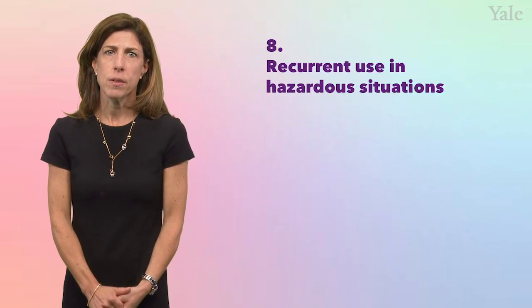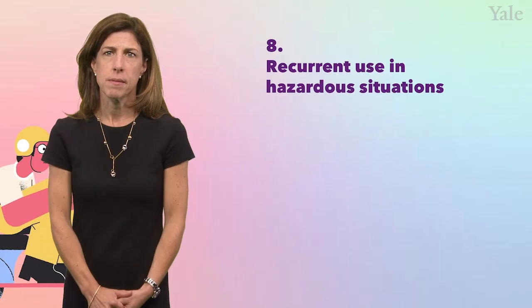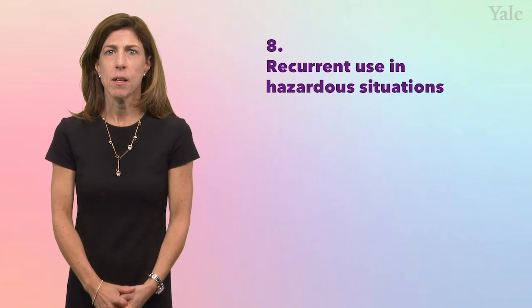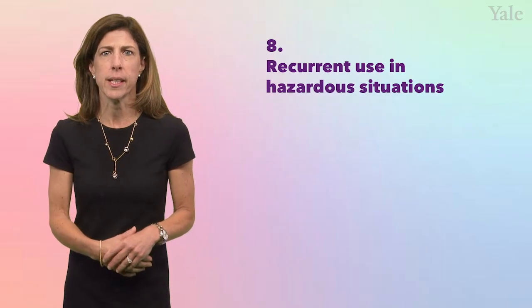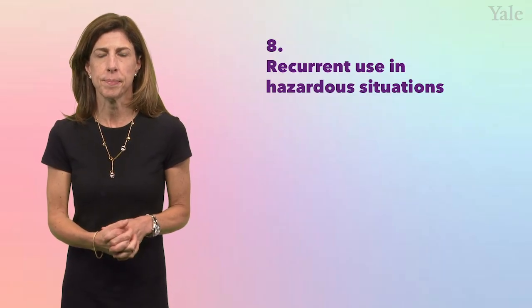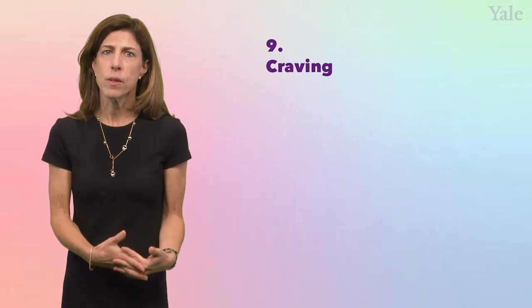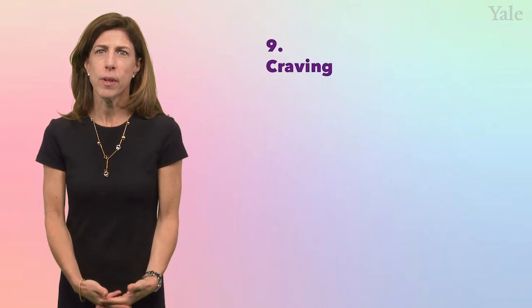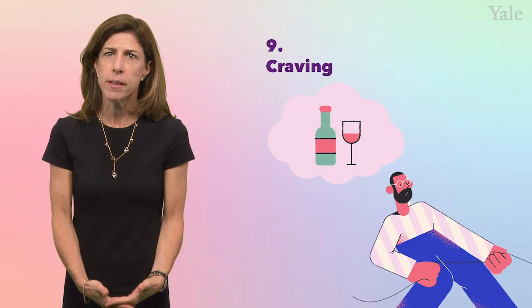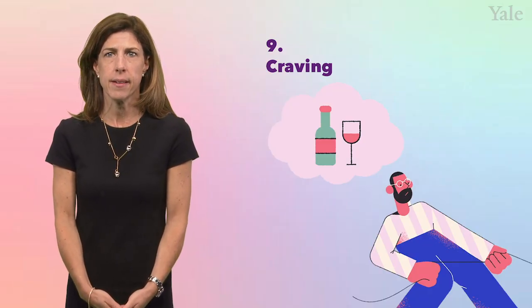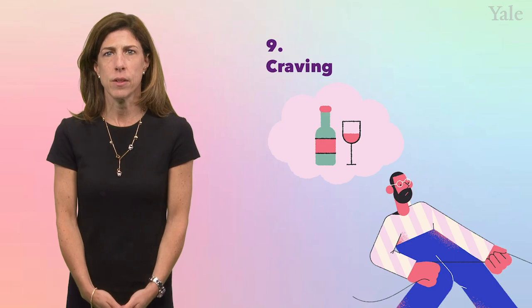Next, we have recurrent use in hazardous situations. Some examples would be driving or boating while intoxicated. It might be someone who's a roofer and is working at high heights while intoxicated. And then we have craving. Craving is new to the DSM-5. Craving refers to a person being preoccupied with using the substance so that they cannot think of anything else until they have obtained and used the substance.